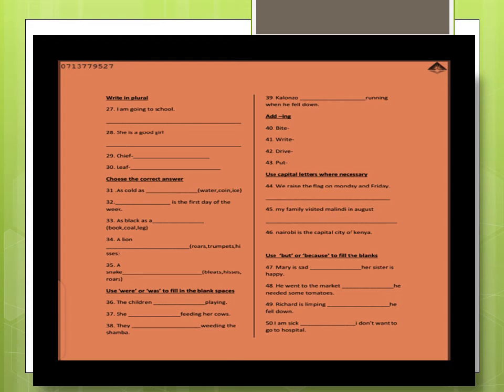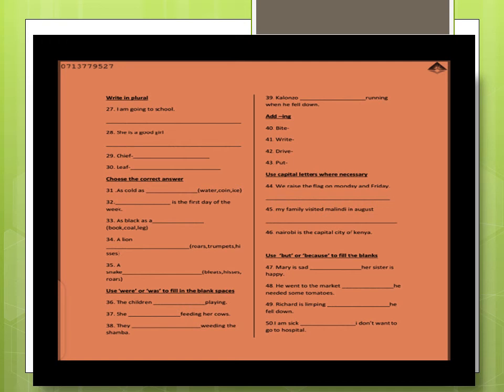Add ing. Bite, biting. Just remove the e, add ing. Write, writing. Drive, driving. Put, putting. You double the t and then add ing.